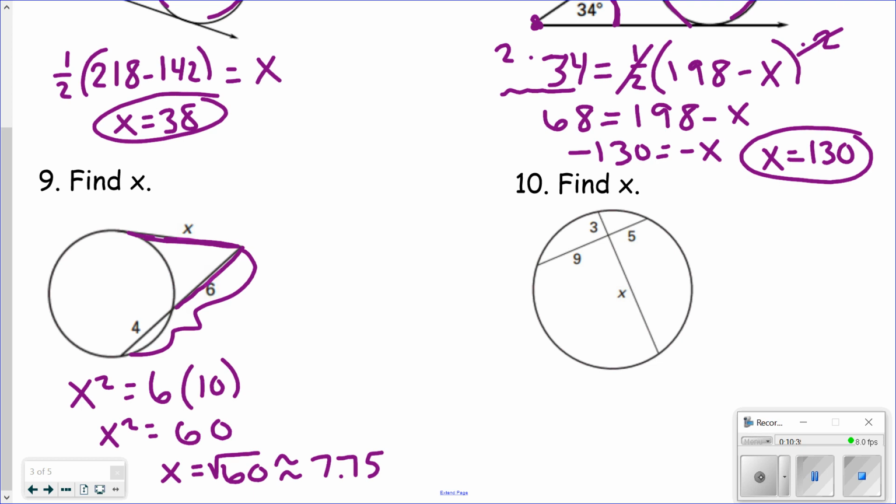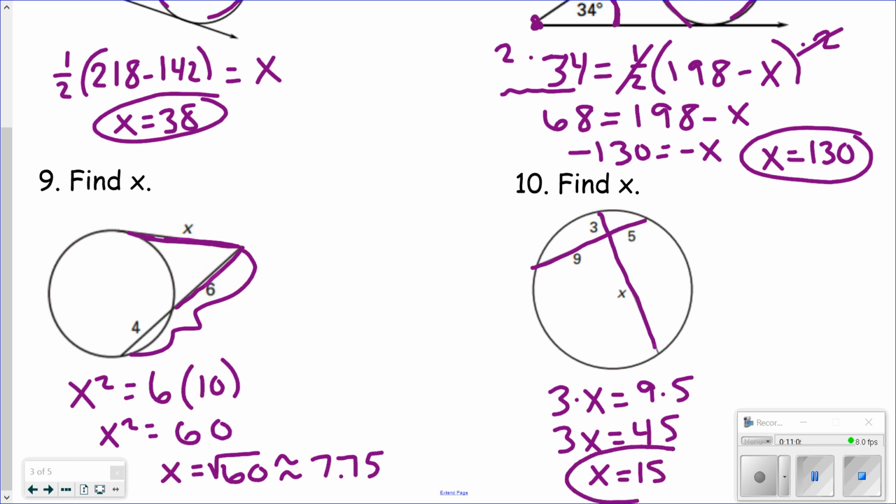Question 10, we want to once again find x. So we have chords here, and so we want to look at each part of the chord and multiply them together. So our first chord is this guy here, so that would be 3 times x is equal to, now let's look at this chord here, which is 9 and 5, so 9 times 5, so we get that 3x is equal to 45. So x then is equal to 15.